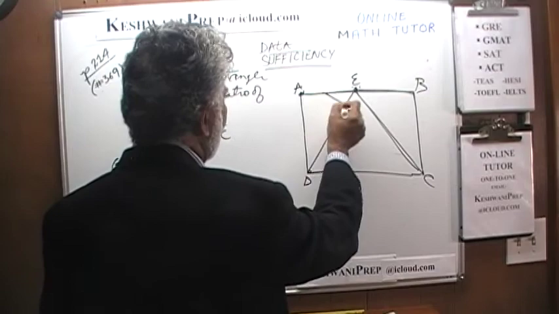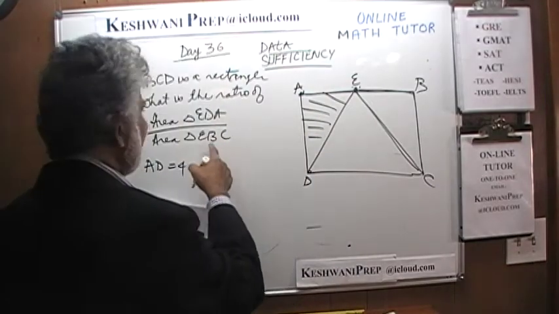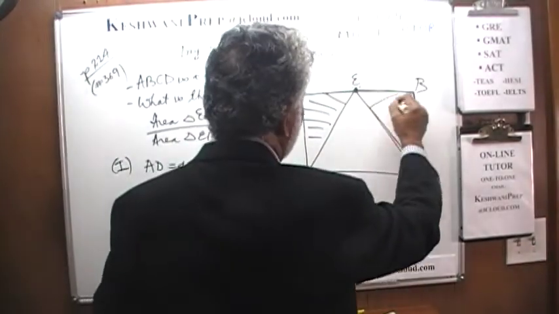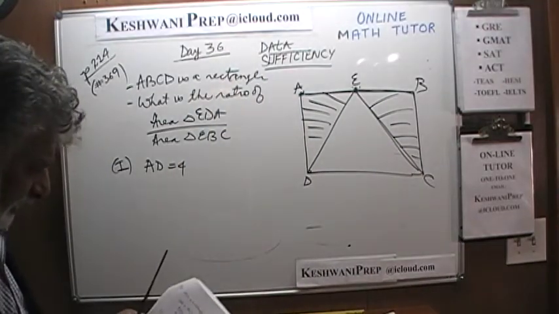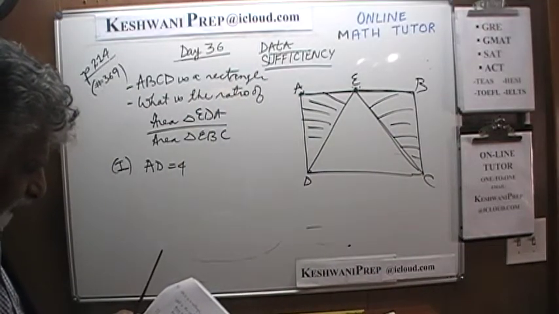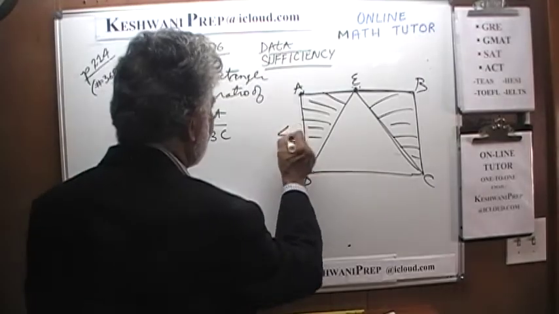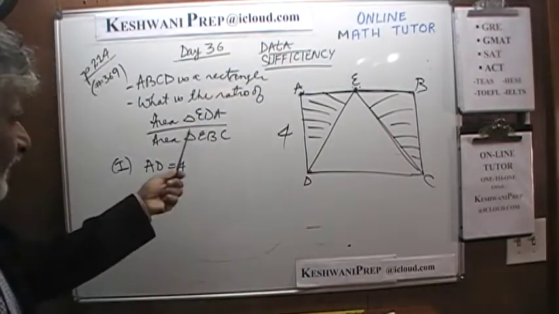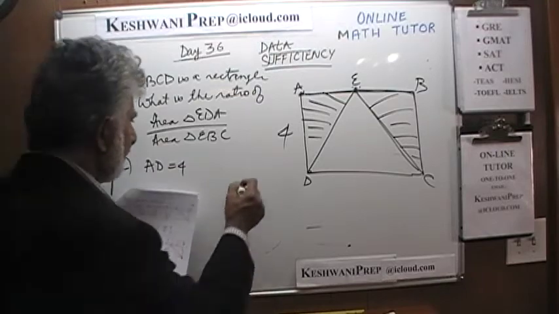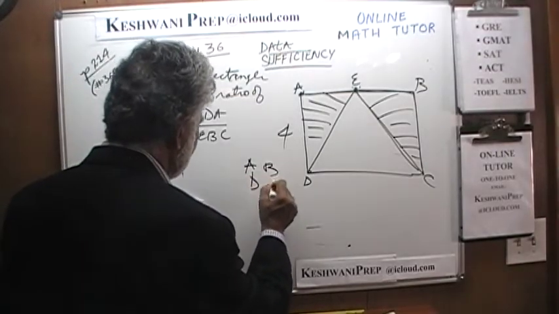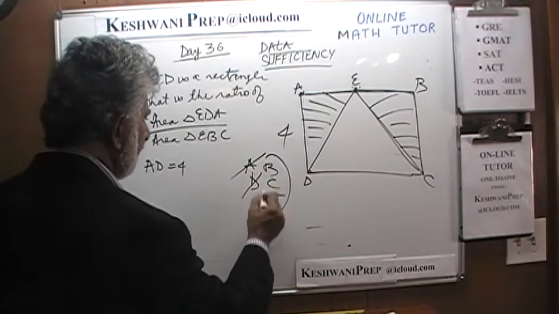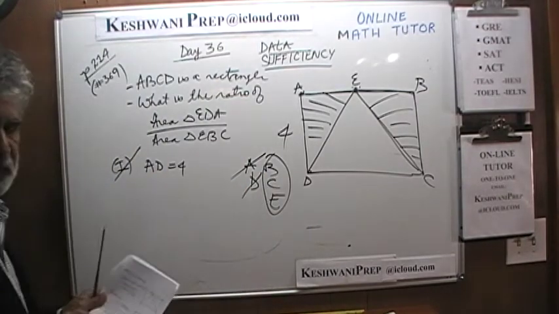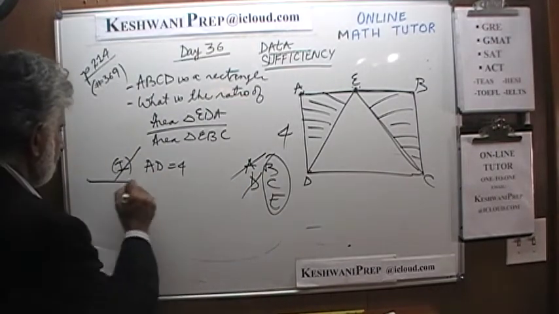So EDA, this triangle right here, and EBC, this triangle. We're looking for the ratio of these two. And they tell us that the length of AD is 4. We just know the length of this part. Obviously, we cannot answer that question. The first statement by itself is not enough. The answer cannot be A or D. It will have to be either B, C or E. Let's look at the second statement.